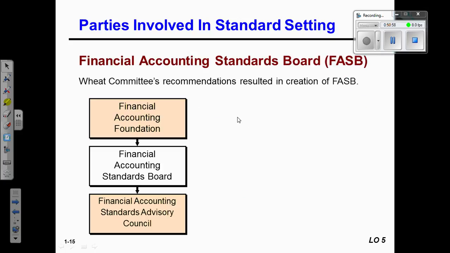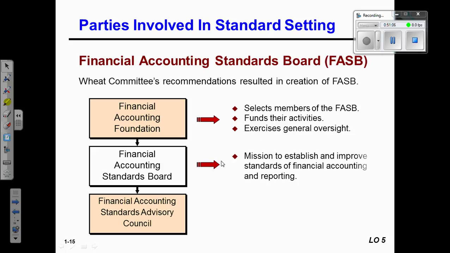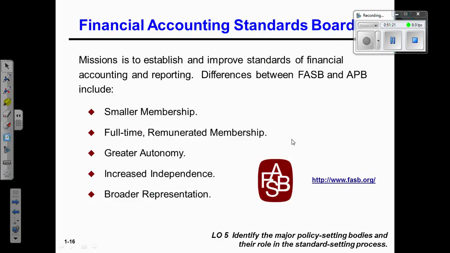The Financial Accounting Foundation is appointed, and then they elect the members of the FASB, and then there's an advisory council. It's good enough to just know that. So the Financial Accounting Foundation selects the members, funds their activities, and exercises general oversight. The Standards Board really does it. Their mission is to establish and improve standards to report. Okay, great. And then the advisory council consults with the FASB on major issues. That's good enough to know.